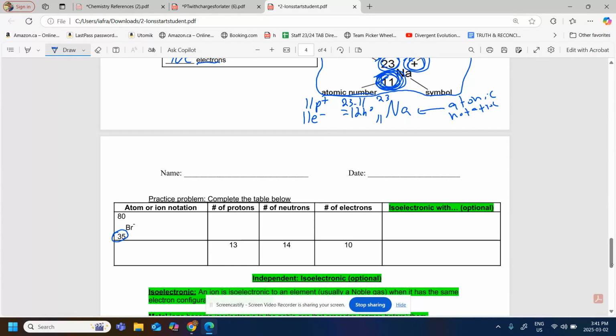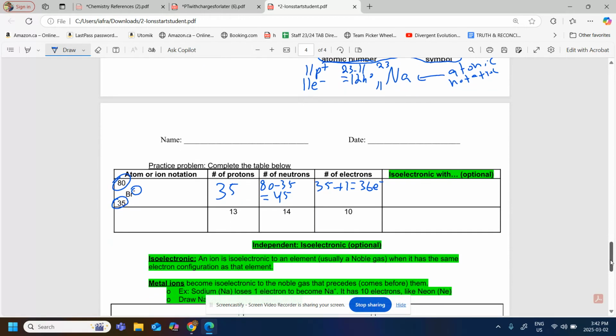If you look at the bromine ion, number of protons would be simply 35. And number of neutrons would be your 80 minus 35, which would be 45 neutrons. Now for electrons, normally that would be 35. But notice you have a minus 1 charge. So that means you have 1 more electron than you normally have. So you're going to add 1 more electron to make it 36 electrons because this is a bromide ion with a negative charge. So that would be the process to calculate the protons, neutrons, and electrons from the ionic notation.